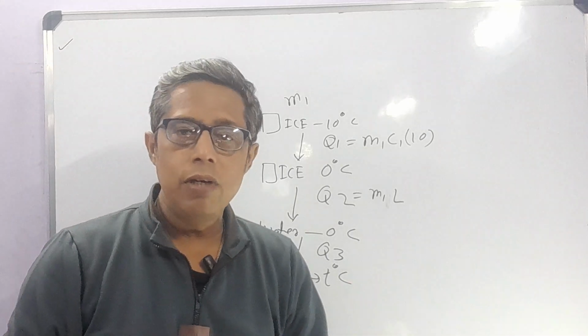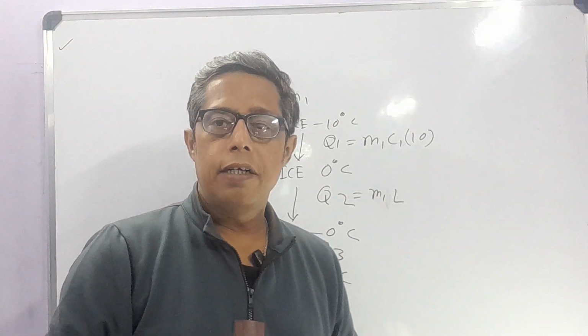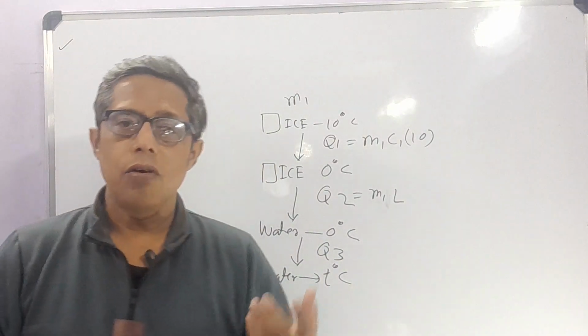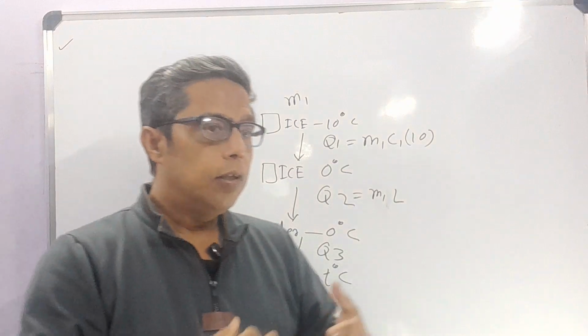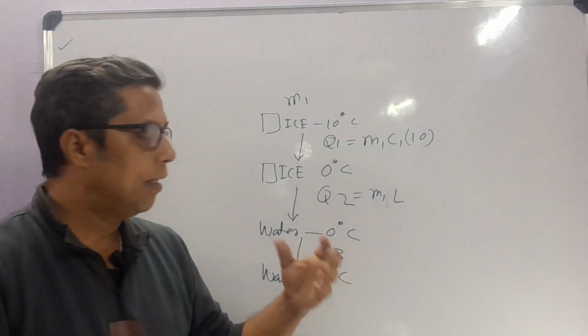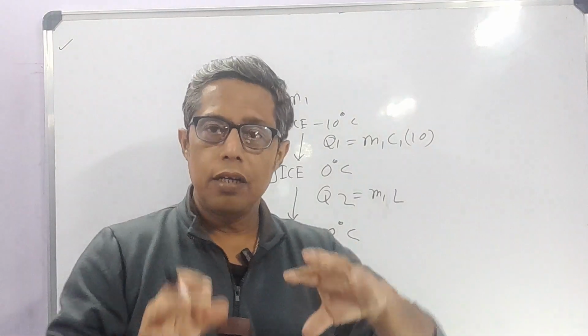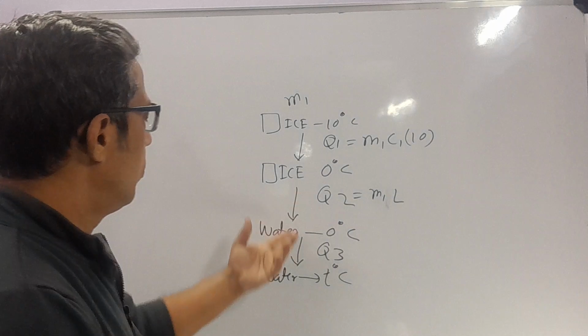Latent heat, what is it doing? It is just changing the state of the matter. So latent heat is not going to increase the temperature. It is helping to change the state through molecular interaction, like the intermolecular distance will be reduced and it will become from solid to liquid, ice to water.